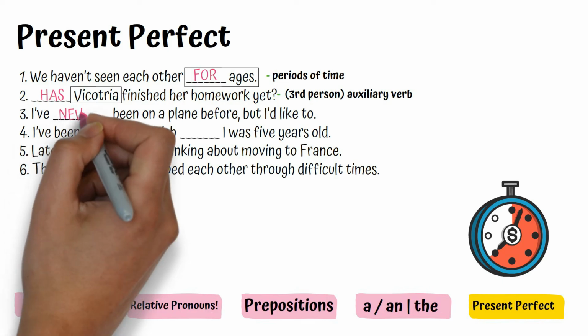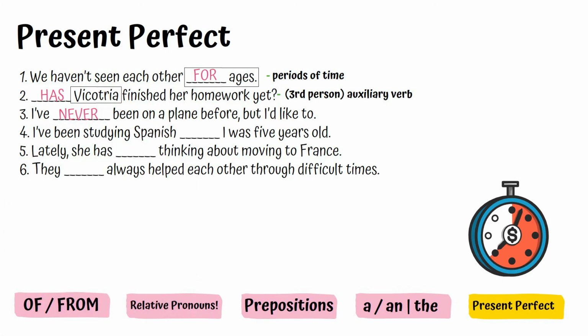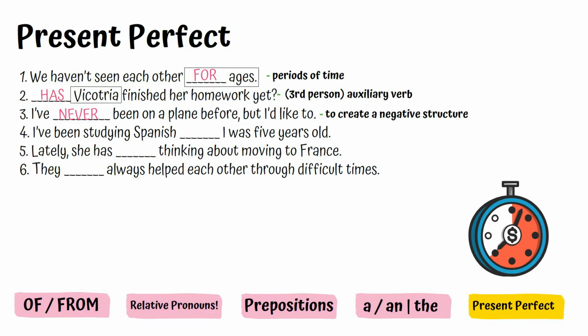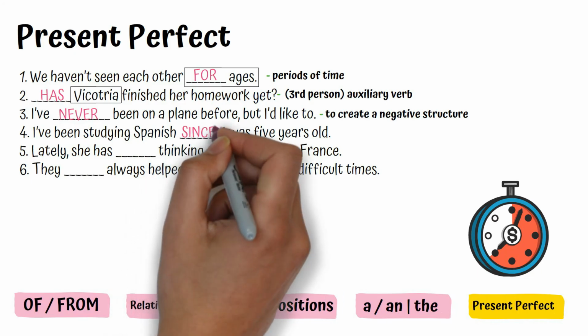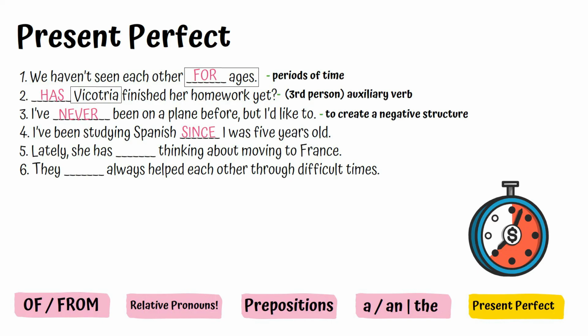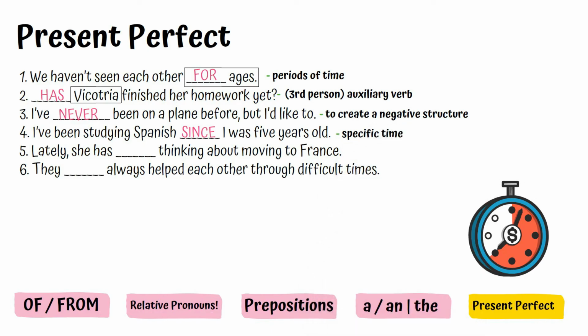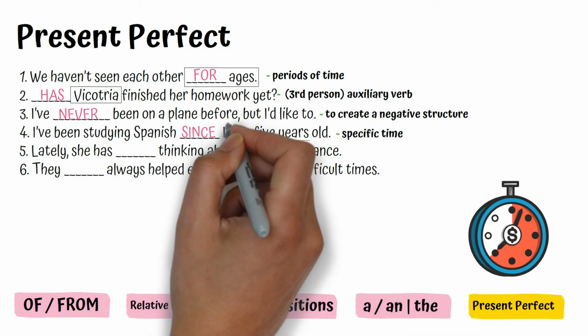Number 3. Never is correct, because we can use never with the present perfect tense to create a negative structure. Number 4. Since is correct, because we can use since with the present perfect to refer to a specific time in the past. For example, since I was 5 years old.